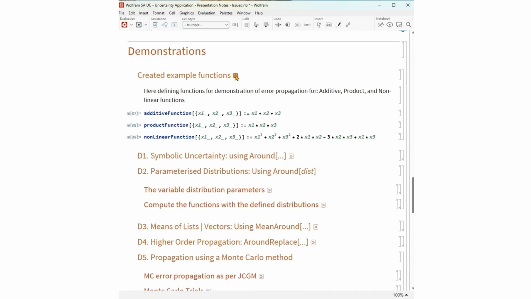For the demonstrations, I created three example compute functions. One is a simple additive function. There's a product function. And the third is a nonlinear function to compute using the variables x1, x2, and x3. We're going to compute those.